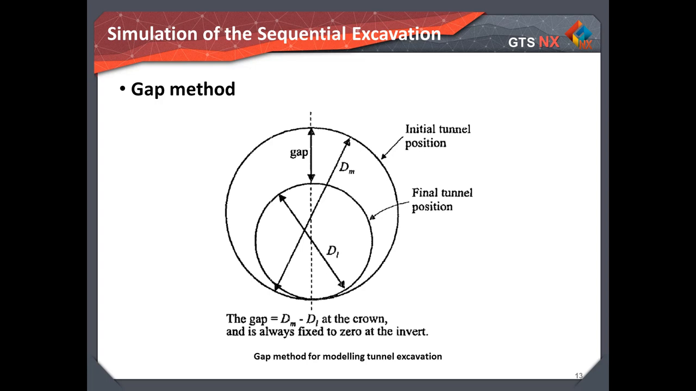This is achieved by resetting the invert of the tunnel on the underlying soil and prescribing the gap parameter at the crown. The gap parameter is the vertical distance between the crown of the tunnel and the initial position before tunneling. The analysis proceeds by removing boundary tractions at the perimeter of the opening and monitoring the resulting nodal displacement.